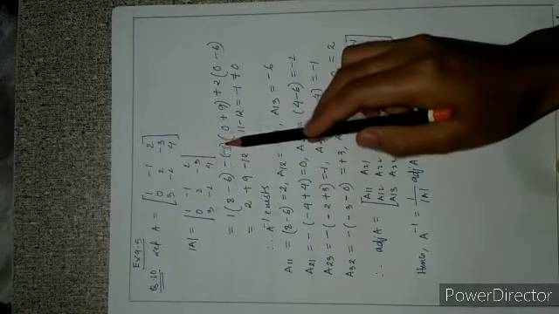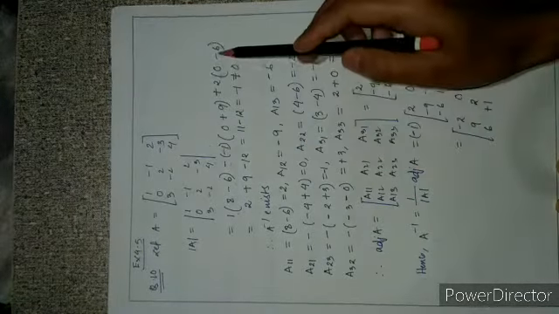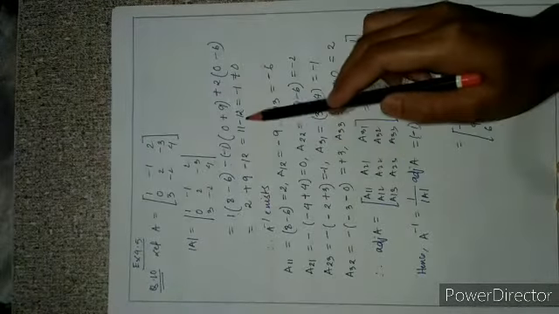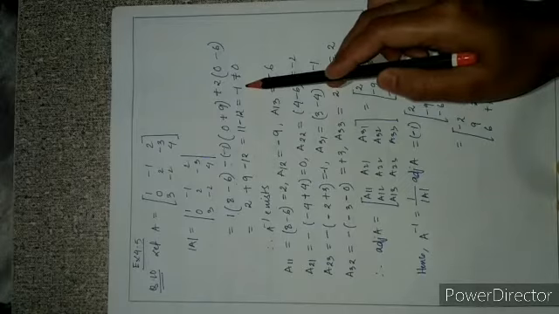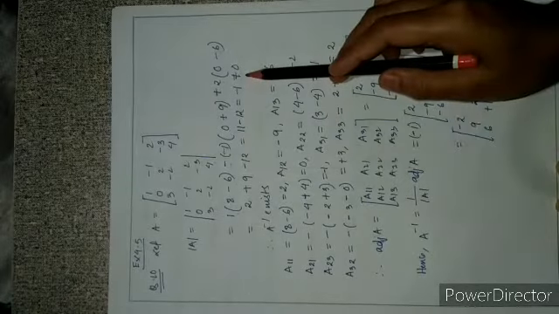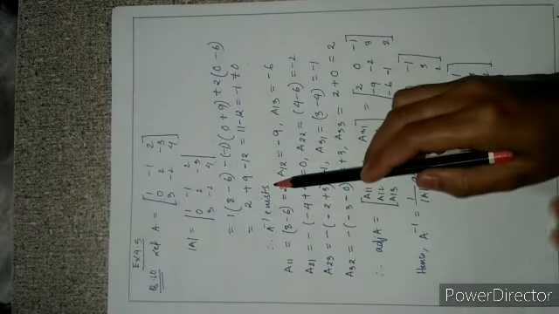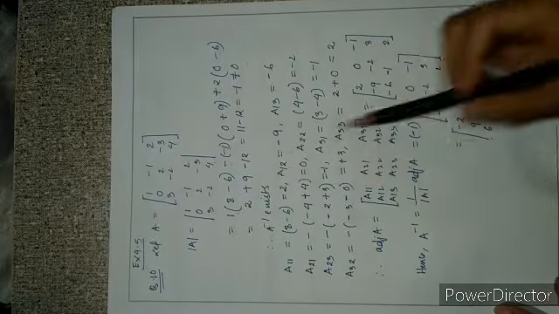Minus plus 1 into 1 is equal to 9. Minus 6 into 2 is equal to minus 12. 9 plus 2 is 11, minus 12, which is equal to minus 1. Here the value of determinant of A is minus 1, not equal to 0. Therefore, A inverse exists. Then A inverse is given by the formula.